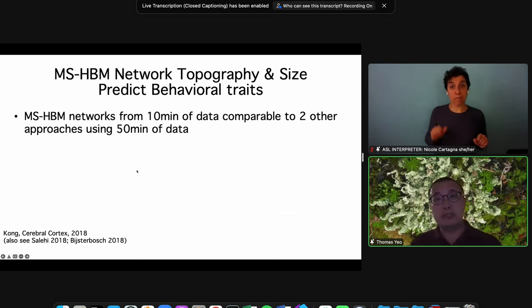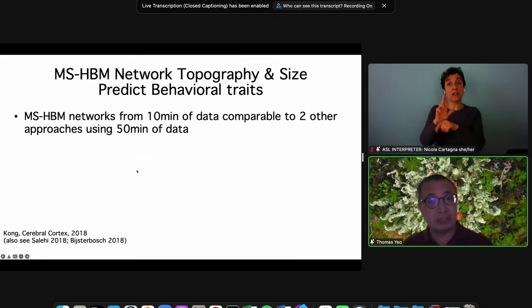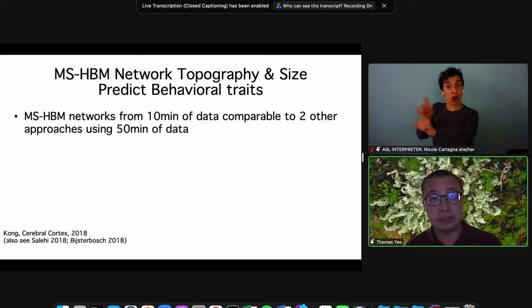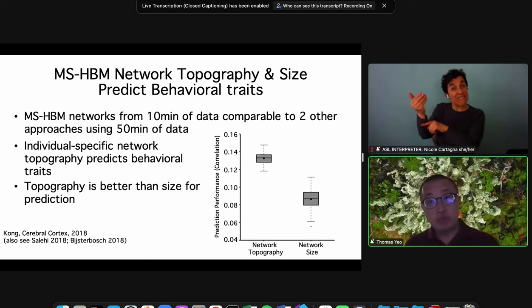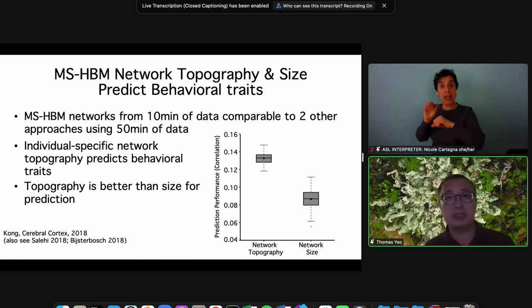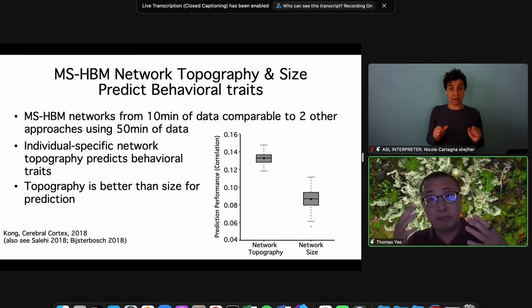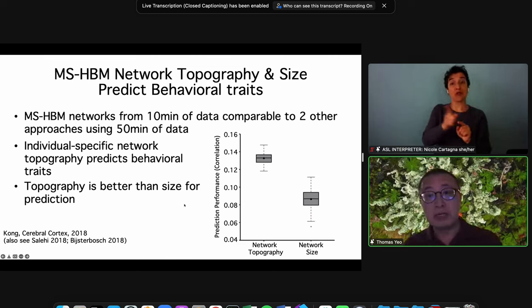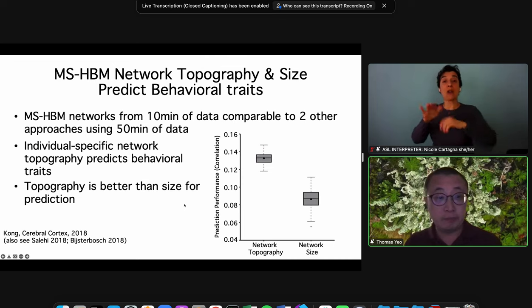Ruby also shows that using 10 minutes of data, her model can estimate networks that are of similar quality to other approaches using 15 minutes of data. Ruby also shows that individual specific network topography can be used to predict behavior. So basically, if we have two participants and they have similar brain network topography, then they will also have similar behavioral traits. This is also true for network size, but network topography seems to predict behavioral traits better.